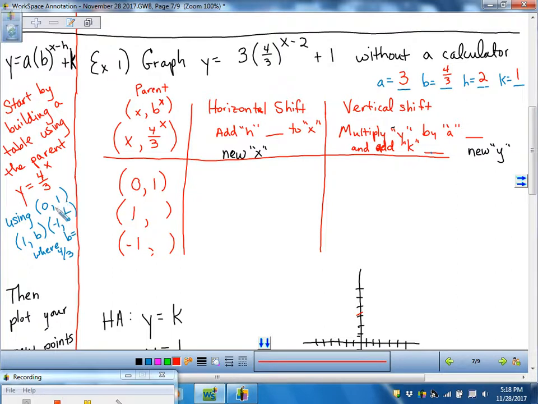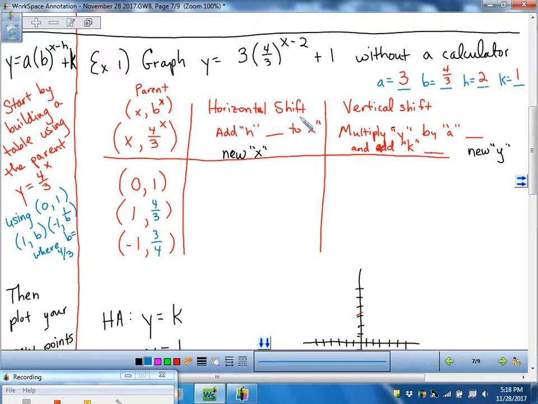And as we noted in the properties above, we're always going to use (0, 1), (1, b). Well, b is 4/3, so we're going to plug in a 4/3 right here as our second point, (1, 4/3), and then the reciprocal of b, which the reciprocal of 4/3 is 3/4. So that's going to be our third point, (-1, 3/4). You always use these 3 points for your parent function. Now again, what's going to change is what the b number, or the base number being raised to the power, is.